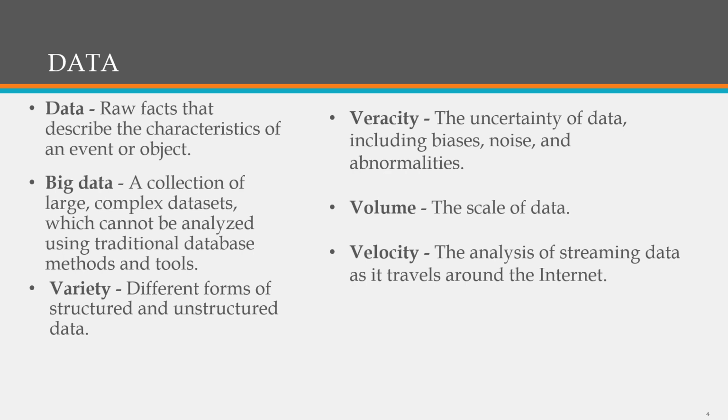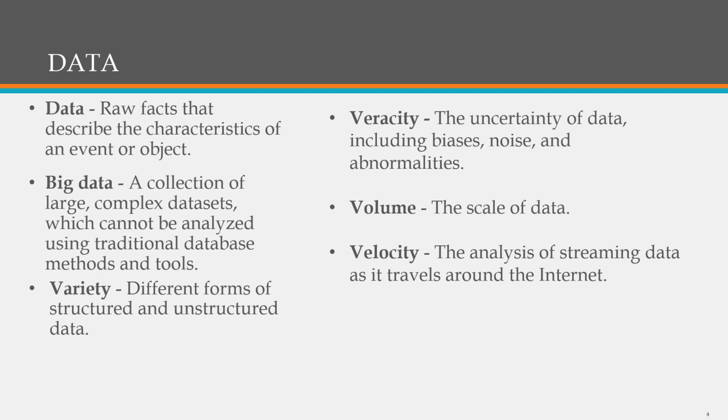The variety is that there are different forms of structured and unstructured data. Now, in a moment, we will talk about what structured versus unstructured data means. Veracity is that there's uncertainty of the data, including biases, noise, and abnormalities. At times, we get data, especially external data, that may not have any value to us as a decision maker or has some disparity on exactly what it means to us versus other forms of data.